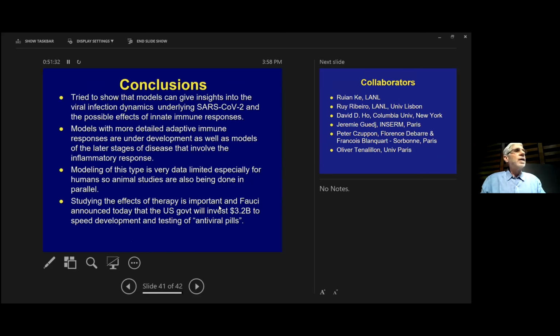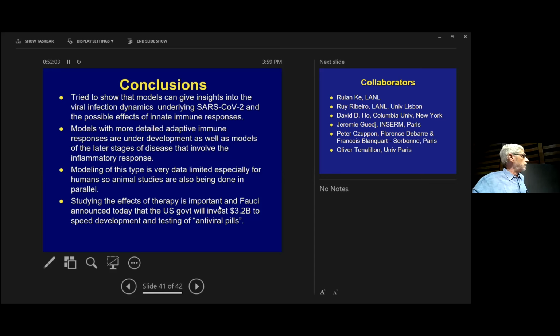So let me stop there. What I tried to show you is that models give you insights into the viral infection dynamics and possible effects of the innate response. Models with more detailed adaptive immune responses are under development, as well as models of later stages of the disease that involve the inflammatory response. So the virus can clear, and then there's sort of a second stage. It's all driven by cytokines and inflammatory responses. It's not the virus, but other things going on that actually can lead to the death of the patients.